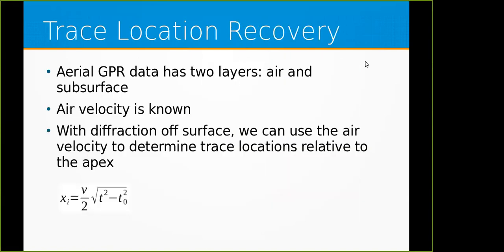But because we know the shape of the diffraction, if we know where the scatterer is and what the overburden velocity is. With aerial GPR data, the overburden velocity in the uppermost layer is known because we know the velocity of radar in air to be 0.3 meters per nanosecond. So if we see a diffraction that originates at the ground surface, then we can use this diffraction to establish relative trace locations using this formula shown here at the bottom, where x is the distance from the apex of the parabola, or hyperbola, I'm sorry.